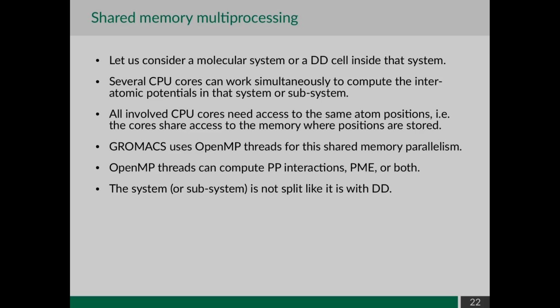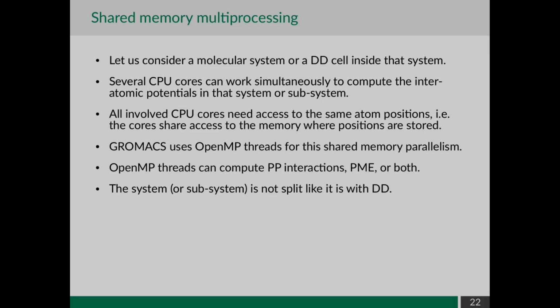The second level of parallelism in Gromacs is shared memory multiprocessing. This is a lot simpler than spatial domain decomposition. Instead of splitting the system into several cells and giving each cell to a different CPU core, we simply say all the CPU cores have access to all the atomic positions and they work together to compute the interatomic potentials. So if you have 1000 interatomic potentials to compute, they will be split between, say, 8 cores, so each core will end up working on about 100 or so interactions. This is simpler and it's implemented by Gromacs using OpenMP threads.